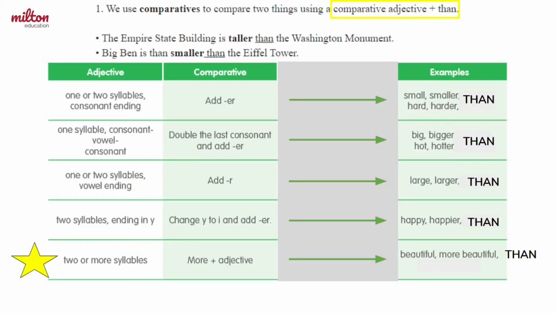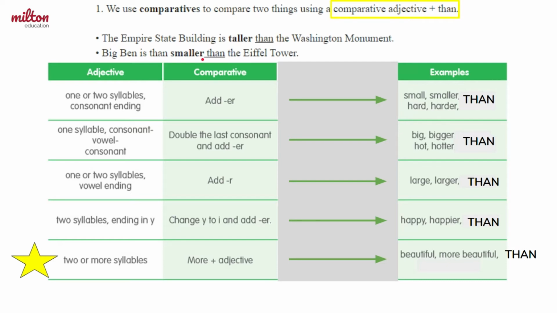Did you hear how I said the apple is rounder than the banana? Or the banana is more delicious than the apple? Well, I was using comparatives to compare these two things, using the structure the comparative adjective plus the word than. Some other examples are like the Empire State Building is taller than the Washington Monument, or Big Ben is smaller than the Eiffel Tower. Always using this word than.